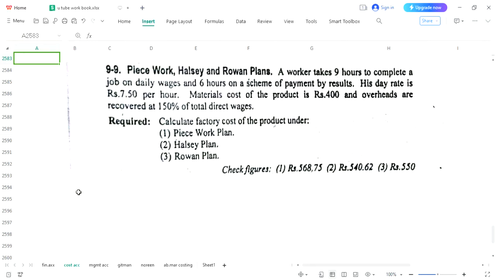Hey guys, hopefully everyone is doing well. Today's target is to talk about question 9.9. We will try to understand it. The chapter which we are related with is labor costing.